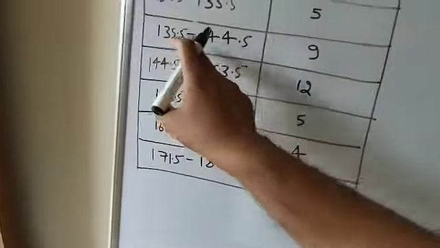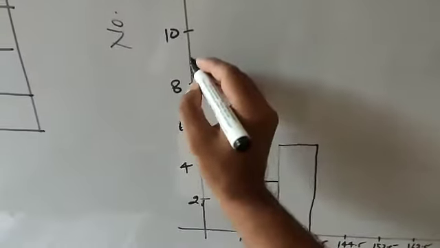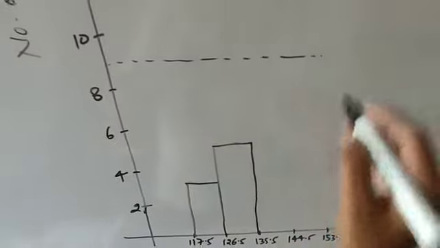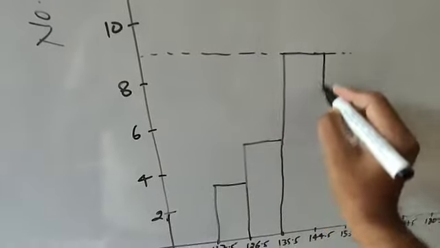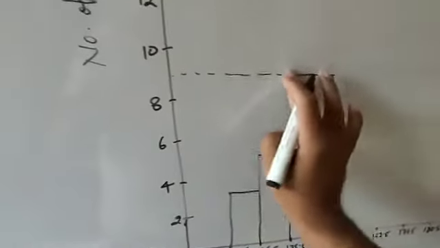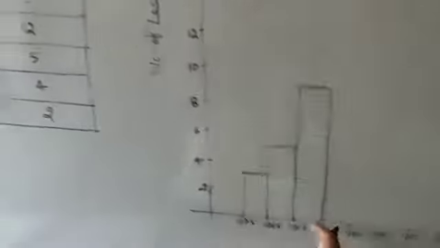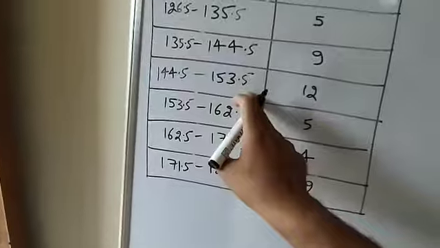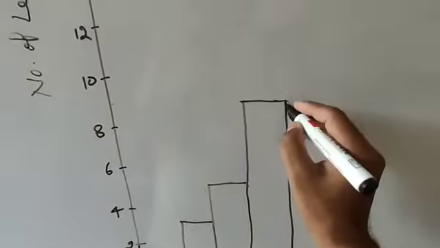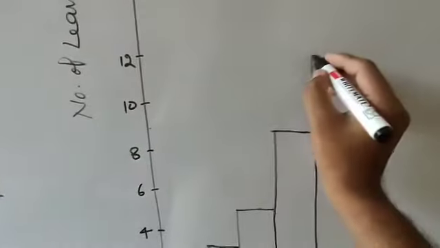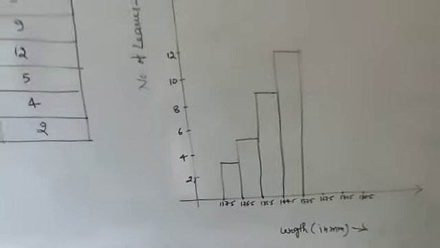After this 135.5 to 144.5, that is 9. So here it is 8. So 9 will be just between 8 and 10. On the graph you will get it easily. So here it is like this. Now 144.5 to 153.5, 12. So here it is 12.